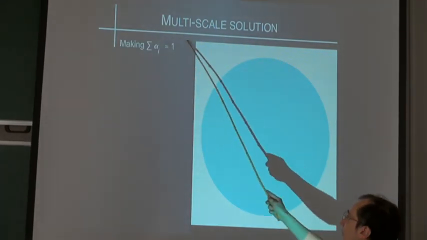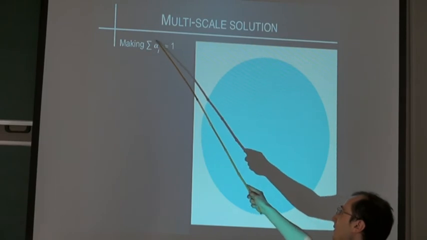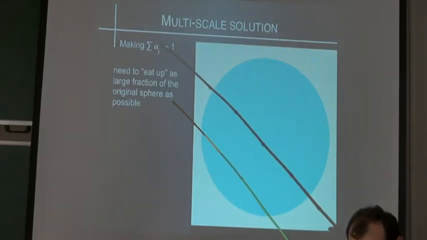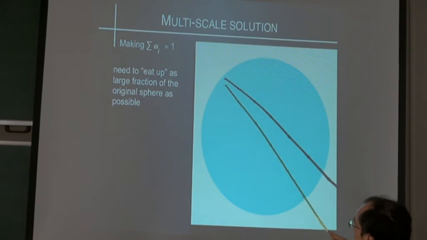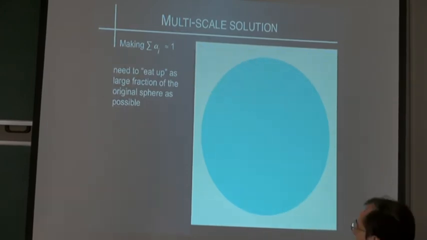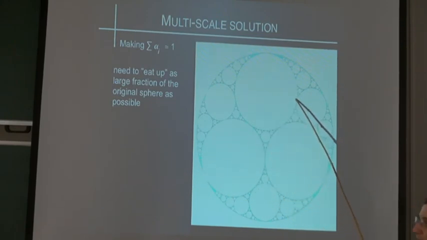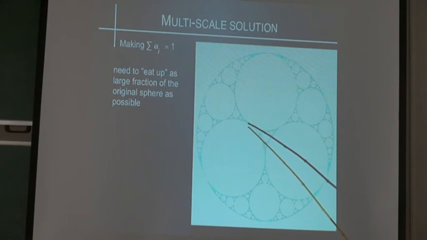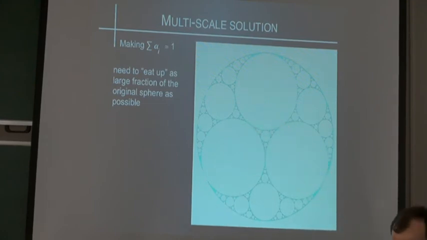Just a side remark: how do you make sure that this is close to 1? At the first step, we need to eat up as large a fraction of this volume as possible. And this is basically how we do it. You need to nest spheres inside spheres inside spheres, making sure that they touch each other.